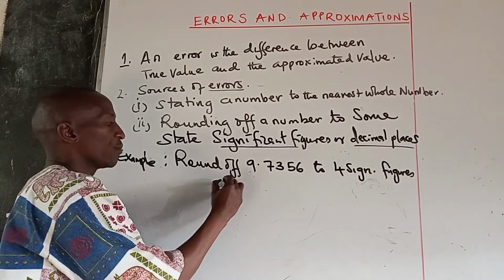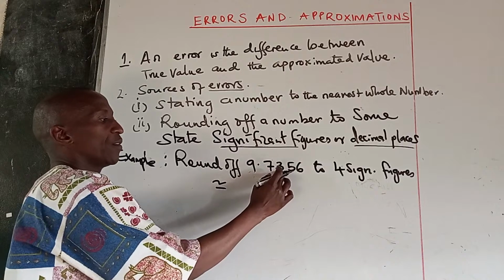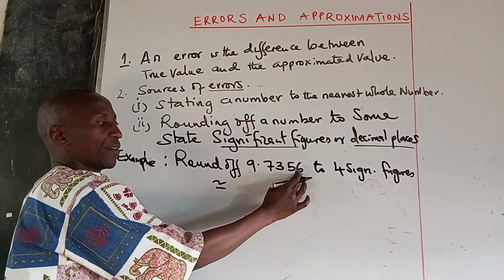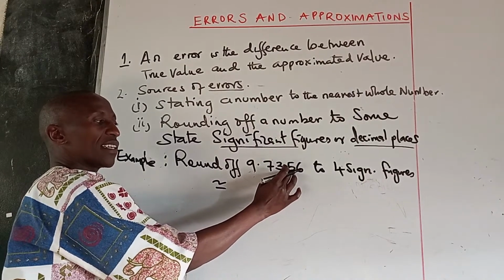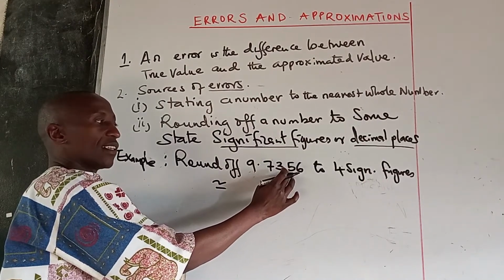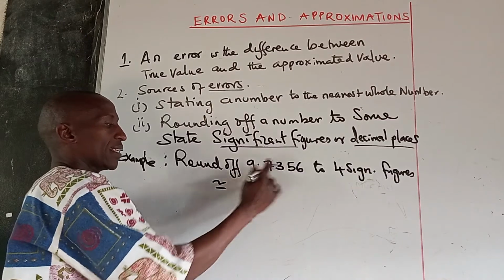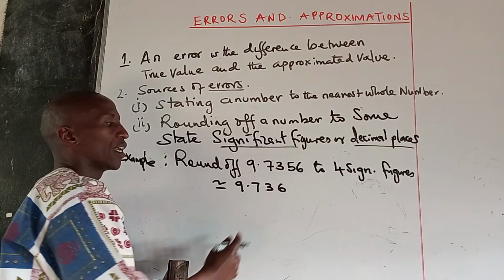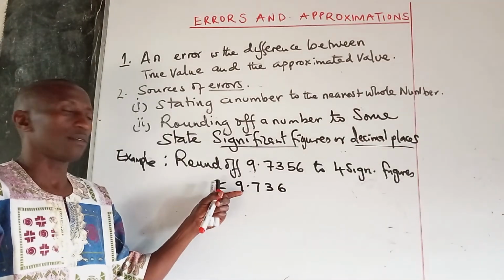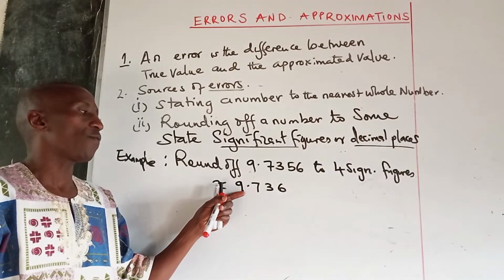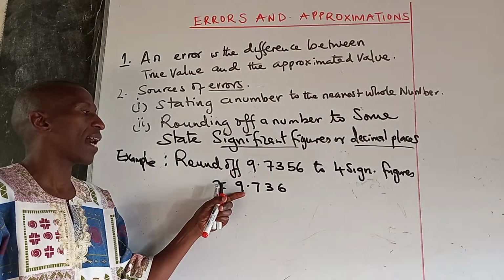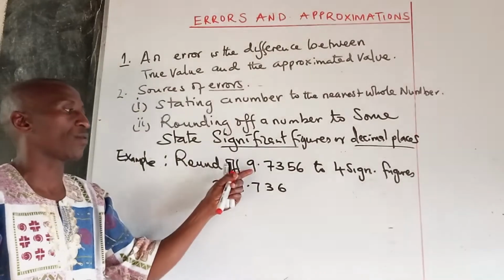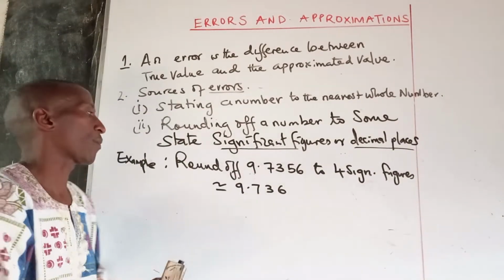That will be approximately 1, 2, 3, 4. We check on the fifth one. It is more than 5. So that leads us to increase the fourth digit by 1, and that comes to be 9.736. You realize the rounded off value is higher than the original or the true value. That difference is an error.